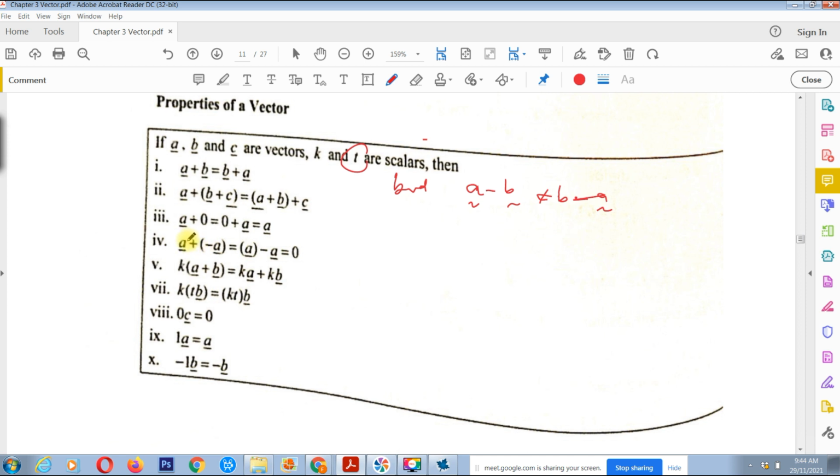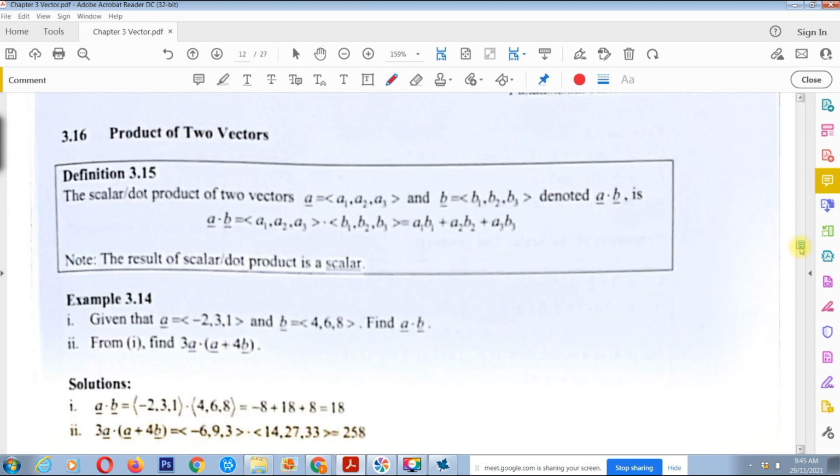If A minus A, then A minus A equals 0. Okay, so k(A plus B) equals kA plus kB, and (kt)A, where t is a scalar. Scalar means a number. Here we have two scalars, so (kt)A, 0A equals 0, 1A equals A, and negative 1 times A equals negative A. Nothing much, but this is for our information.